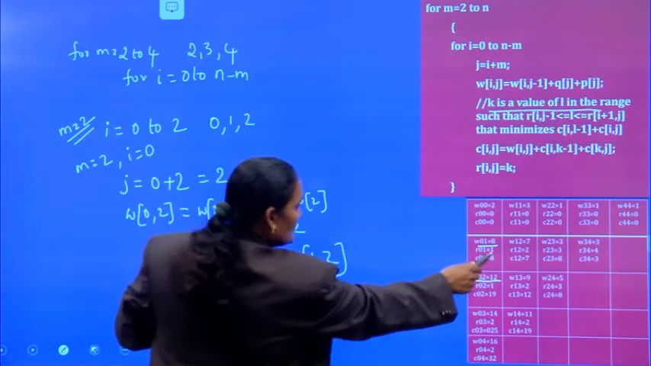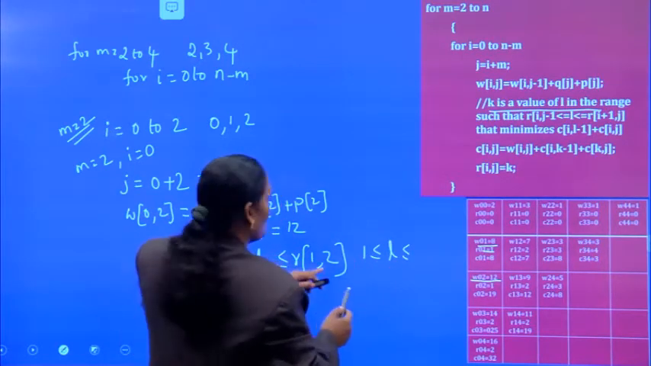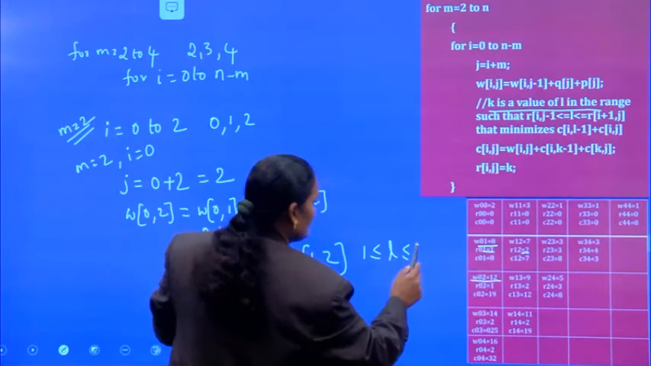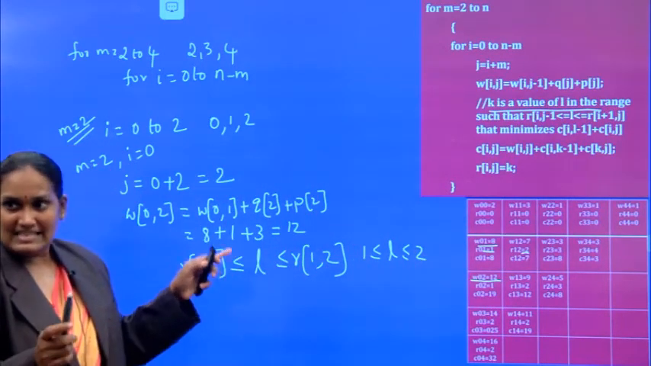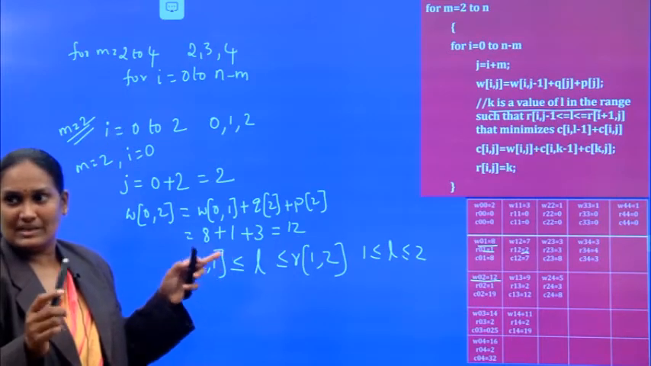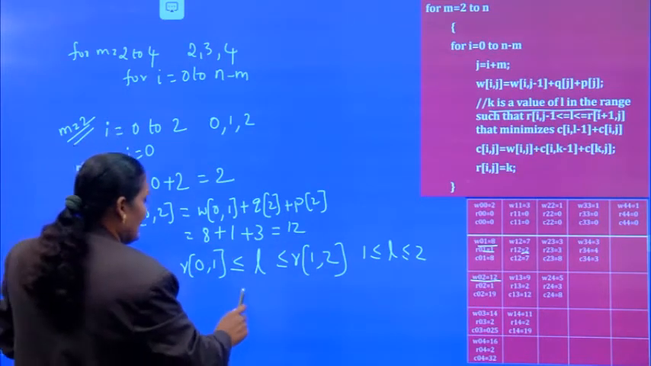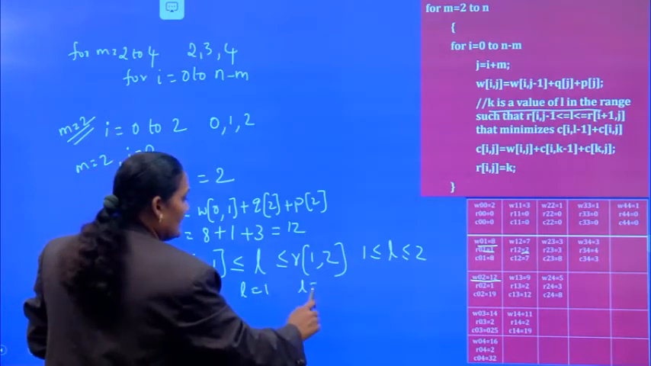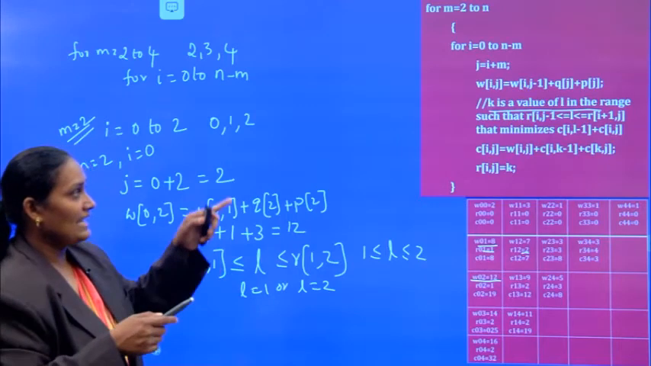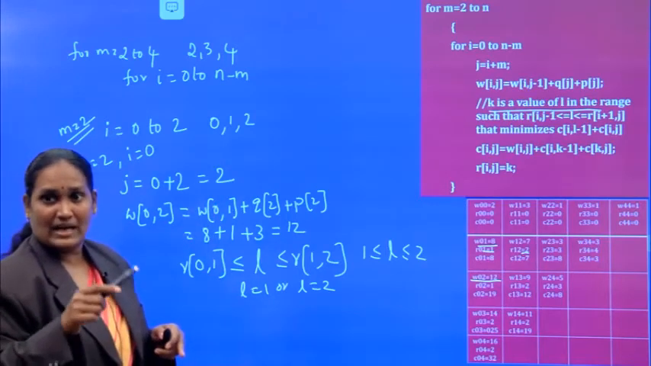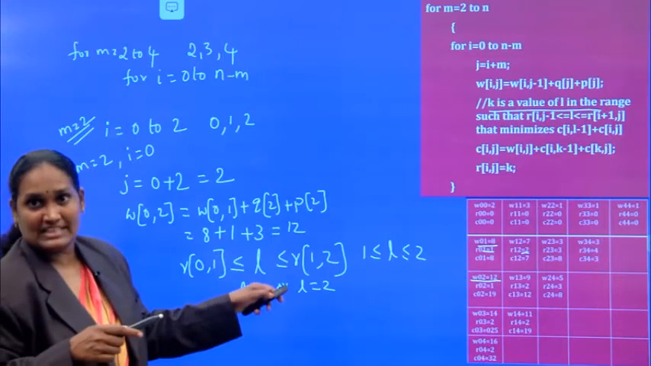R01. What is R01? 1 less than or equal to L less than or equal to R12. R12 is 2. Now that is, L lies between 1 and 2, or it may be equal to 1 and 2. Since L is an integer, we need to consider L is equal to 1 or L is equal to 2. Now which L value do I have to take as K? Which gives the minimum cost, that is to be selected.